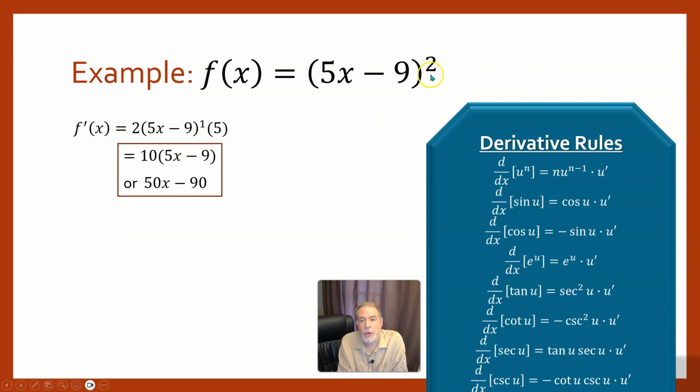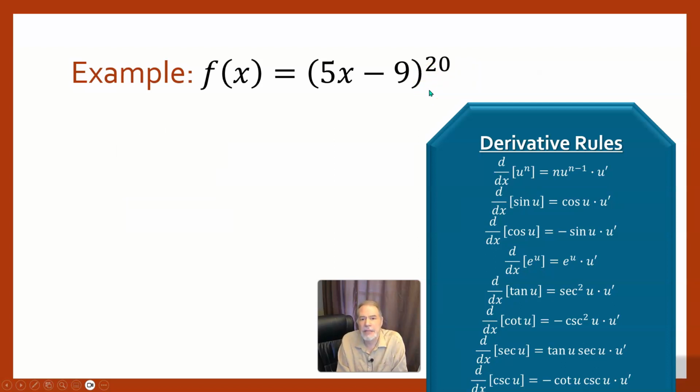But what if the exponent, instead of being 2, had been 20? 5x minus 9 to the 20th power. It's still possible to multiply this out, but it gets a lot more messy. If you take 5x minus 9 to the 20th power and multiply it all out, you get a big, large mess with lots of terms. So here, the chain rule is definitely the easy way to go.